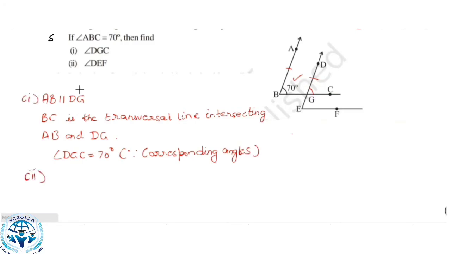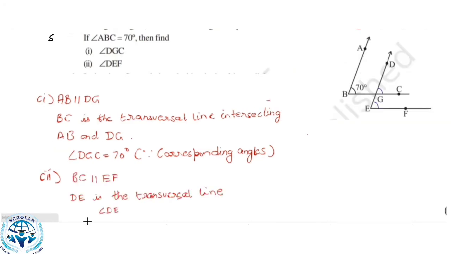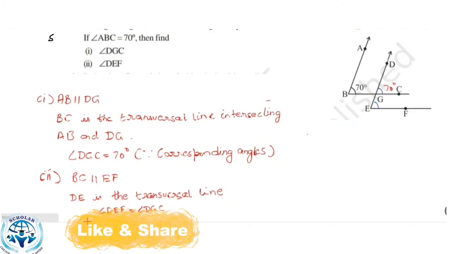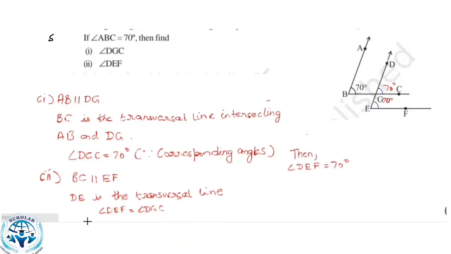Now the second one, angle DEF. BC is parallel to EF, DE is the transversal line. So angle DEF is equal to angle DGC. Then angle DEF will also be 70 degrees. Again, both these angles are corresponding angles.